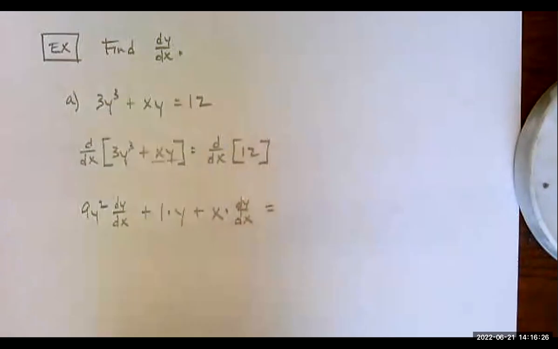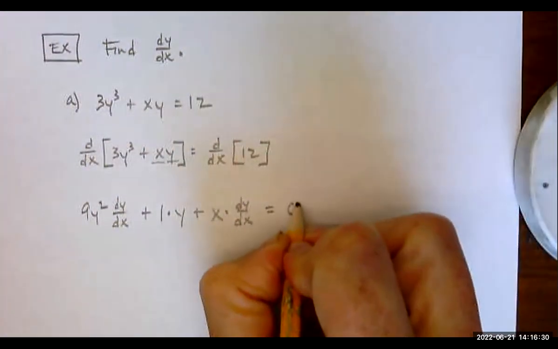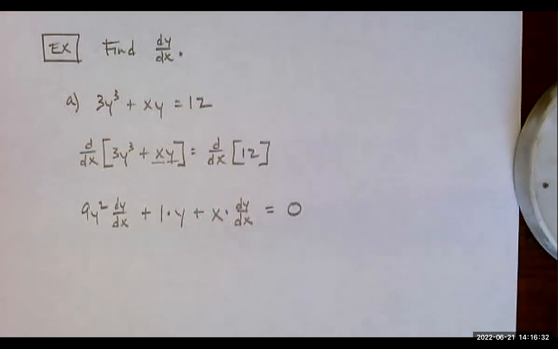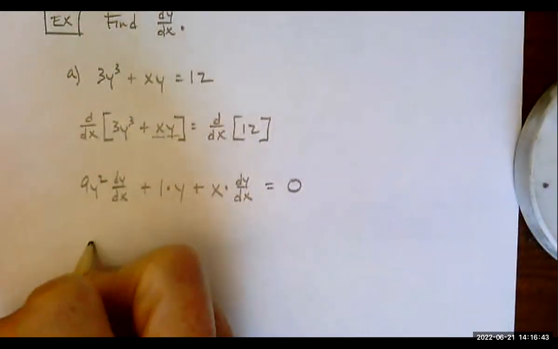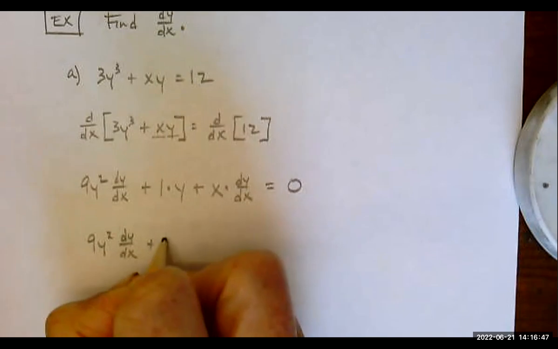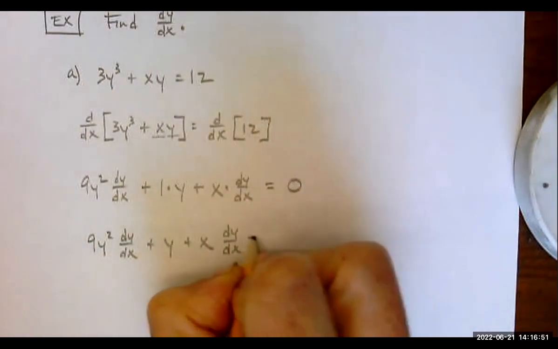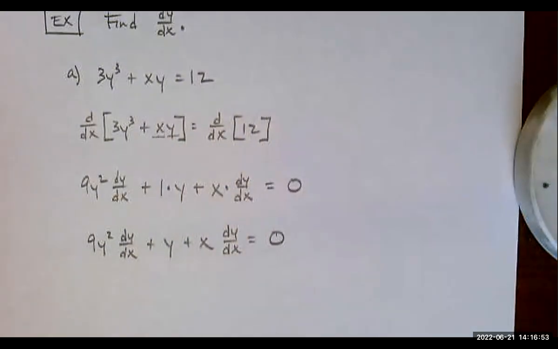And it is equal to, we have a constant again. Not all problems are going to have a constant on the right side. But here it is. We got it another time. So that derivative, of course, is 0. Let's clean this up just a little bit. 9y squared dy over dx plus y plus x dy over dx equals 0. Okay.